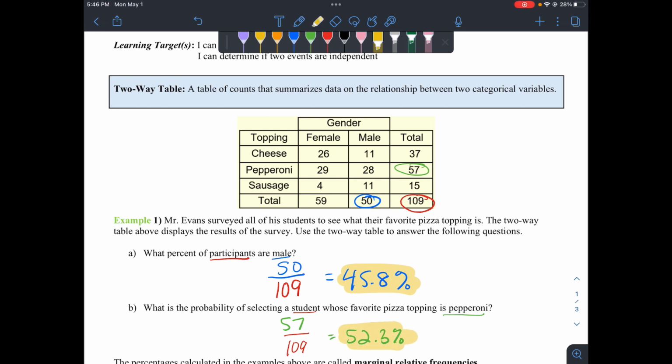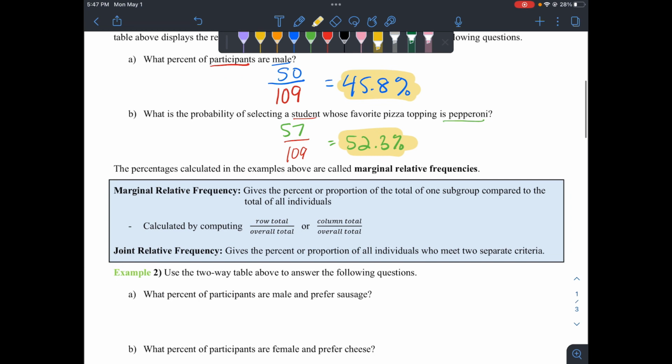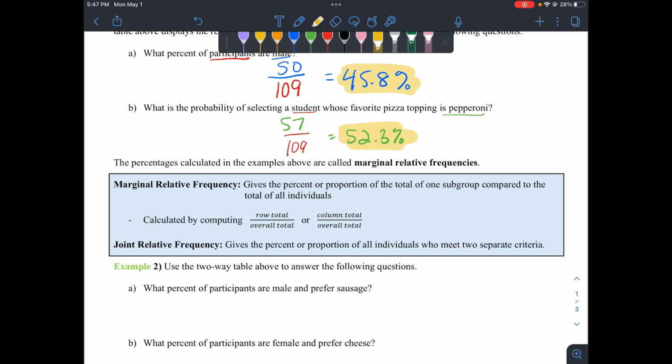Now the percentages that we calculated here are called marginal relative frequencies. All that is, is giving the percent or proportion of one subgroup, and I'm comparing it to the total number of individuals that I would have. So you might have in a table to calculate the entire row, or you might have to calculate the entire column, and then you're dividing it by the overall total. Now, a joint relative frequency is giving the percent or proportion of individuals that meet two separate categories. So that might depend on what the question is asking you, so we'll have to just read the question carefully.